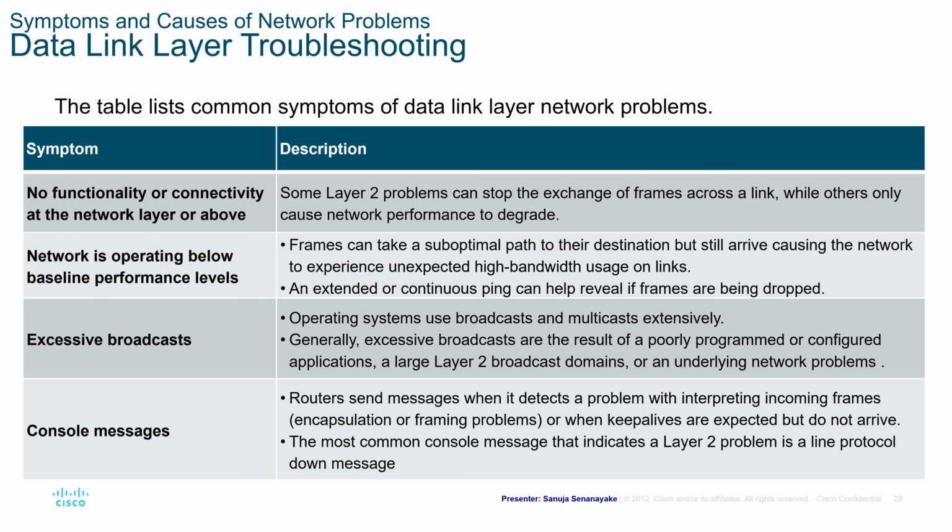Console messages. Routers send messages when they detect problems with interpreting incoming frames, basically encapsulation or framing problems, or when keepalives are expected but do not arrive. The most common console message that indicates a layer 2 problem is the line protocol down message. That's the most common one, the line protocol down message.